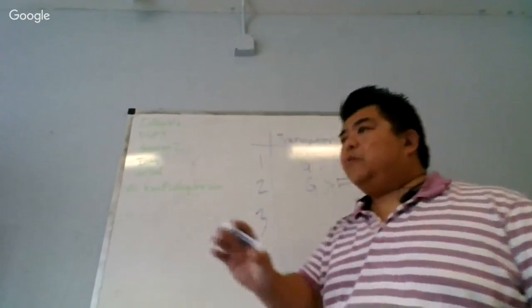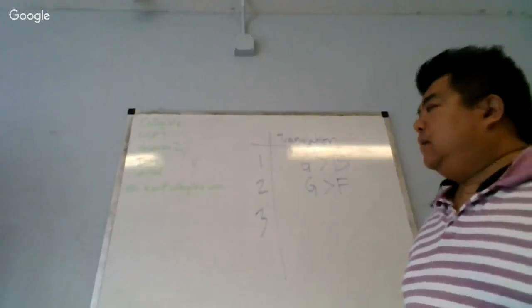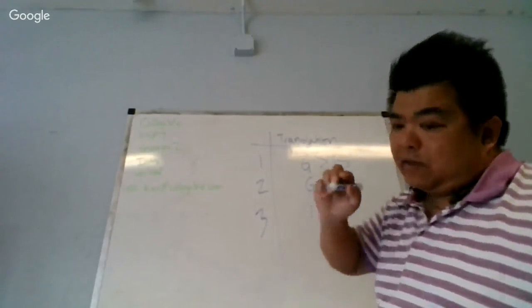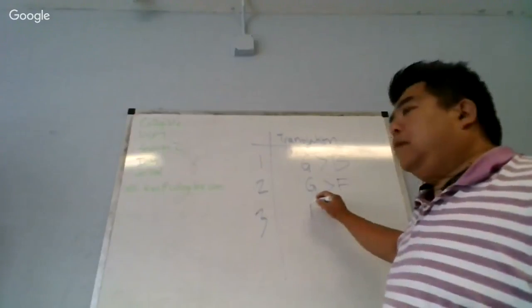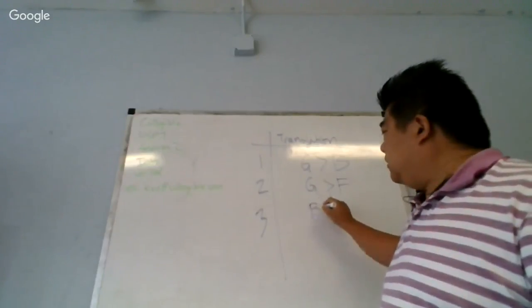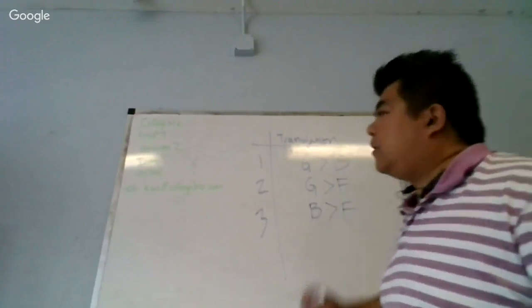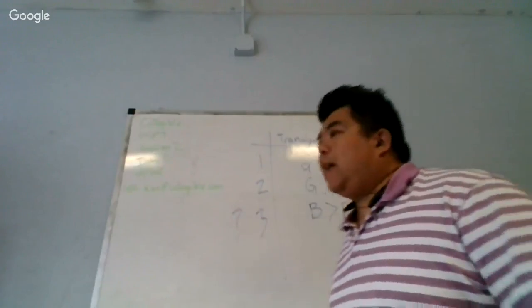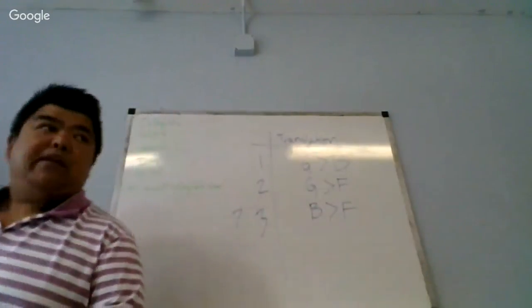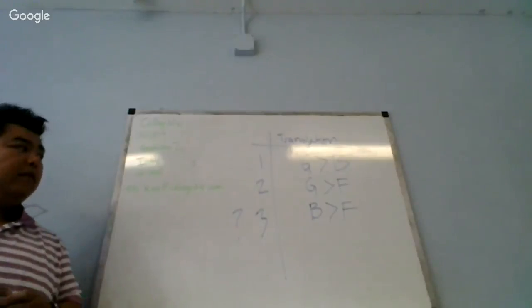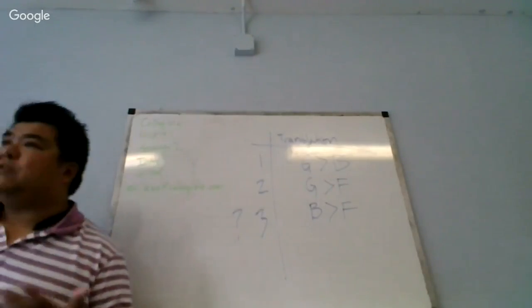And then Omar, the last one. Bob is older than Fred. So how would you write that as an equation? B is greater than F. Okay, B is greater than F. Okay, this is the one in question. Is that true? Based on this information that we have, do we know Bob versus Fred?